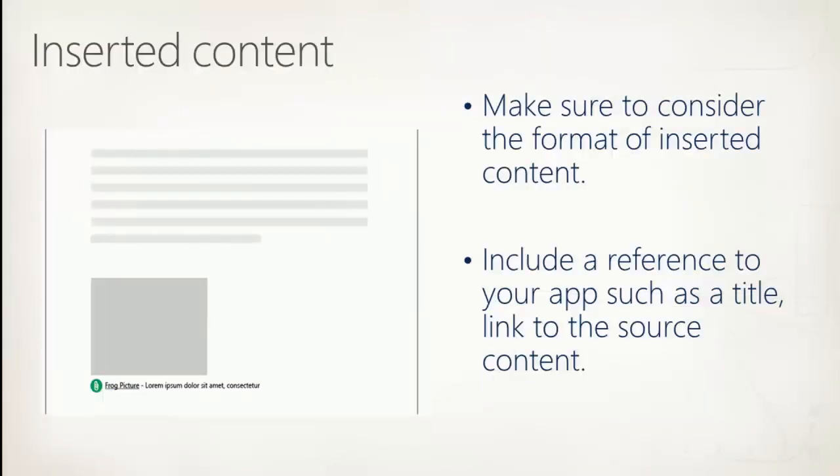And this is a big one we've seen, especially with the Wikipedia sort of book report app, that when you are inserting content, it's a great idea to include a reference to the app, include a reference to the original content on the web, and make that a link so people can get back there.